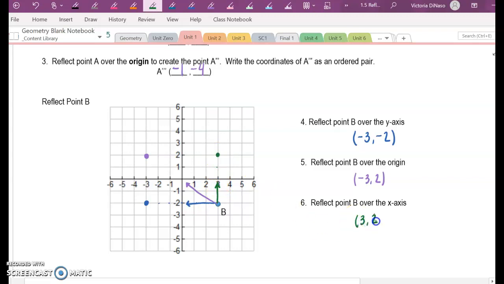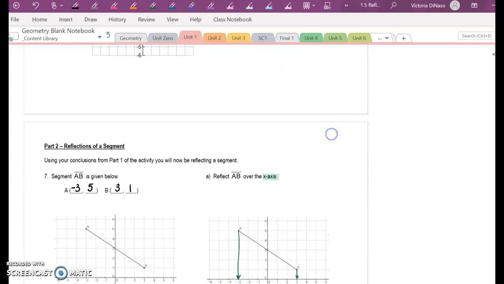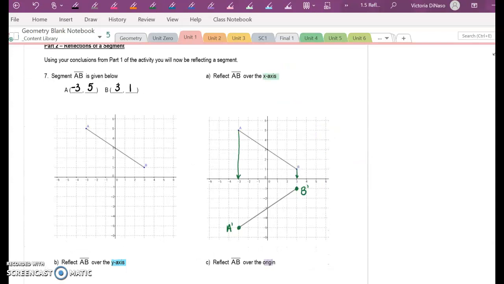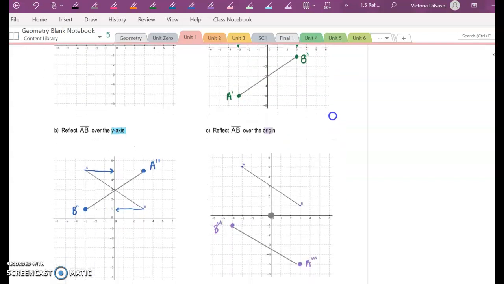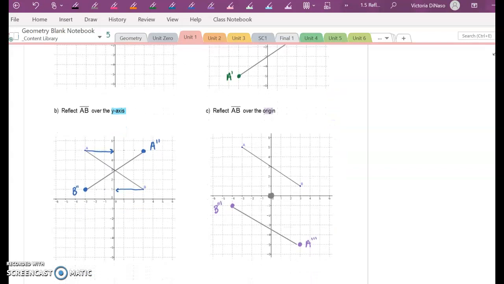So that is how we reflect a point. The same thing works if you were to reflect a segment. When I reflect a segment, you separately do each point. So we start at A and go that much more, then go to B, and then go that much more. Over the x-axis, over the y-axis, or across the origin.